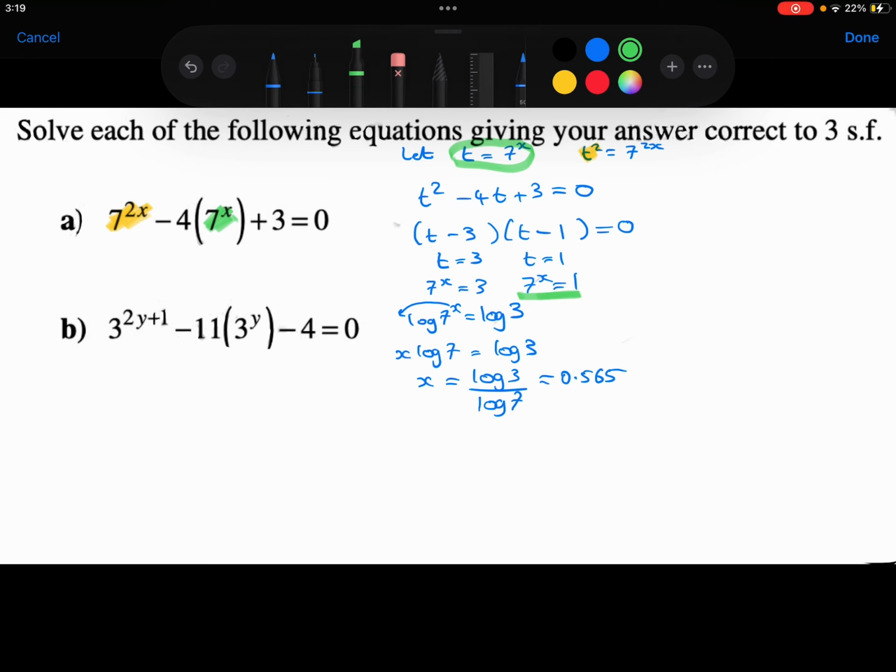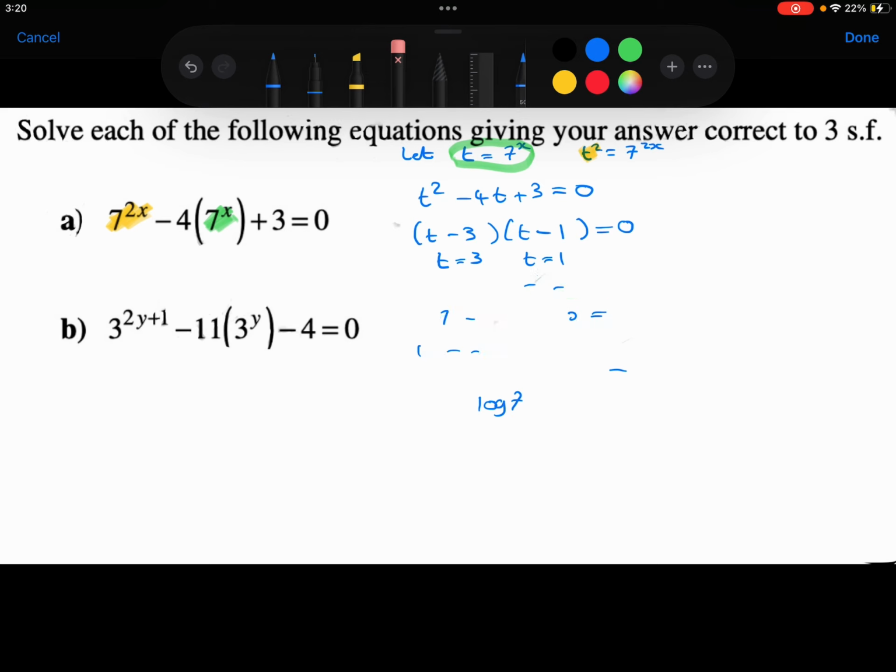For the second equation, 7 to the power x is equal to 1. Well, I could go through all that process again of taking logarithms and so on, but actually I don't need to. I know that 7 to the power of 0 is going to equal 1. So I know that x is 0. So these are the two solutions to part A of this question. Part B.